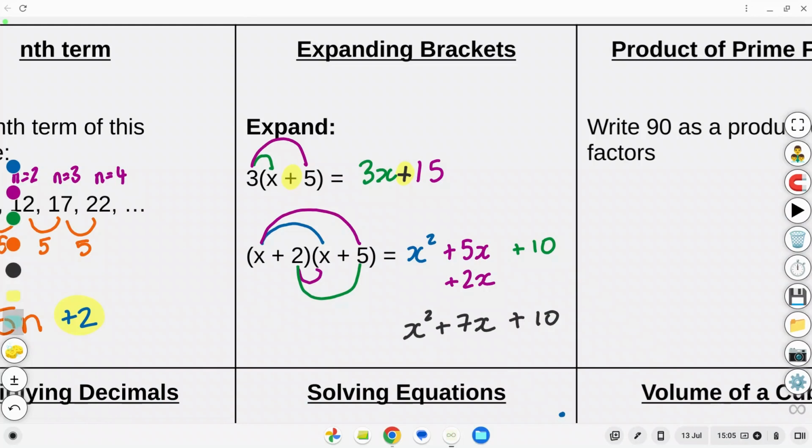But what we're really looking for in the long run is that you kind of skip that multiplication step and you can just look at the 2 and the 5 and say, well, I add them together to get the 7 and I times them together to get the 10. And if you're able to jump the whole multiplication process, that means you're able to factorize, which is put it back into brackets. It makes it a lot easier to do that.